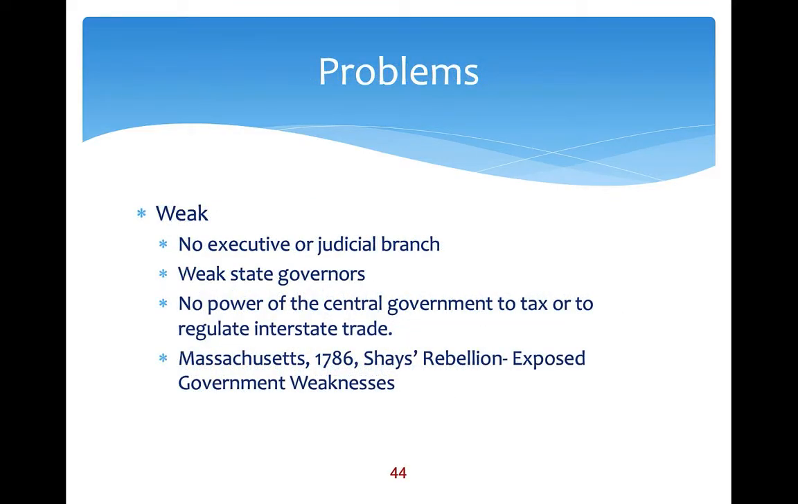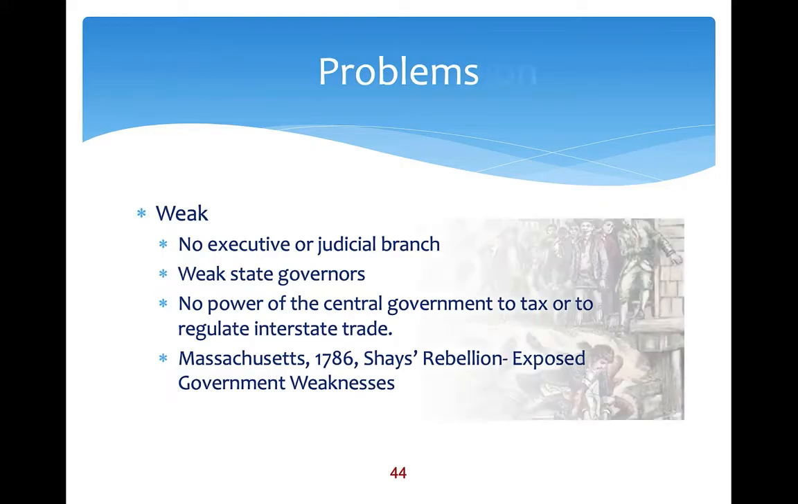As part of the Articles of Confederation, there was no executive or judicial branch, so no checks and balances. Weak state governors, no powers of the central government to tax or to regulate interstate trade, so no revenue generators.